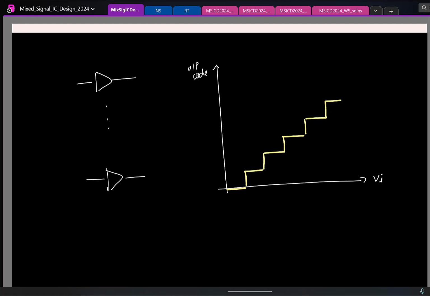And what can you say about these code widths ideally? Ideally they should all be the same. And remember these are the reference voltages with which we are comparing the input. Now if the comparators have offset, and the bad thing about this is each comparator will have a different offset because it's random, how will this characteristic curve change? This reference voltage will keep shifting left or right depending on the comparator. So it's going to be completely random. You might get something like this.